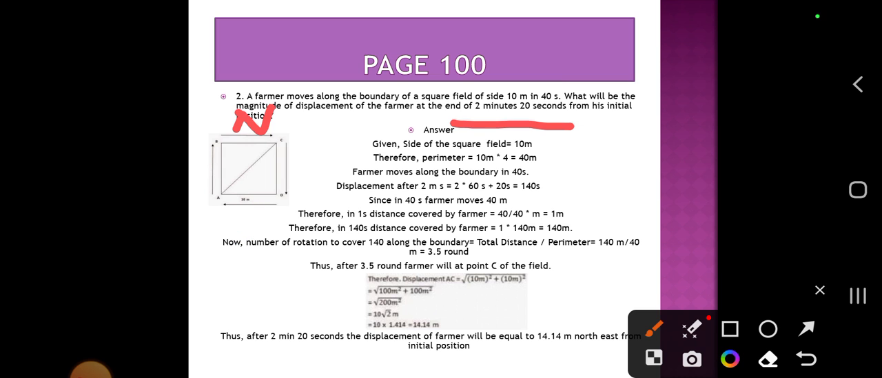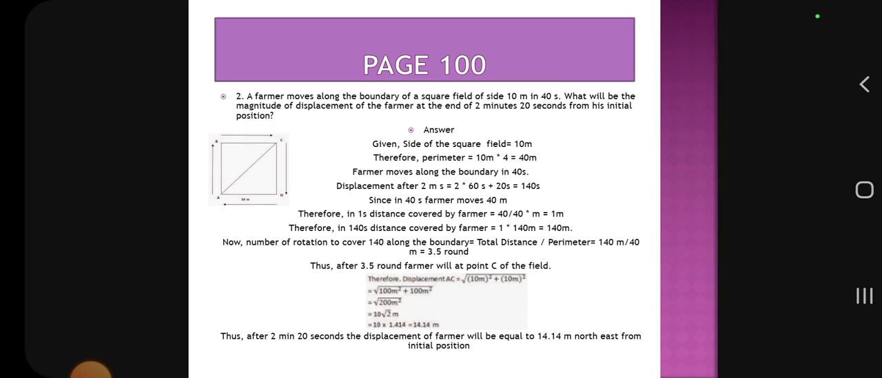So you can take the screenshot of this answer.